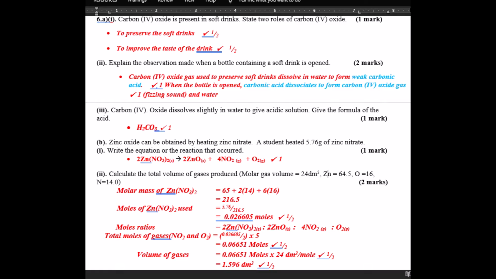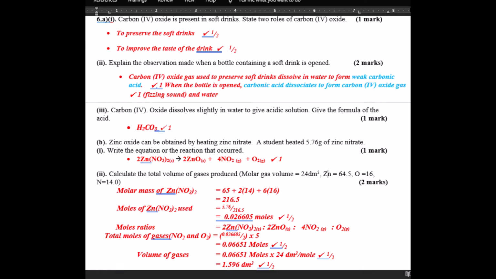Going on to question number 6, you're told that carbon dioxide is present in soft drinks. Two roles of carbon dioxide gas. One is to preserve the drink. The carbon dioxide will create an environment not favorable for any microorganism to grow or to survive that will make the drink go bad very fast. The other use is to improve the taste of the drink.